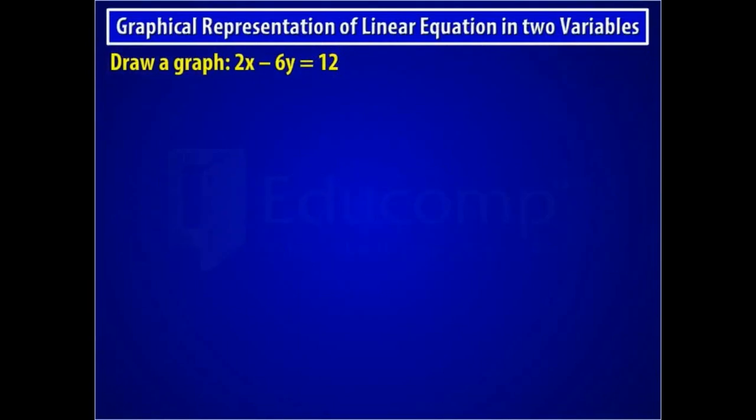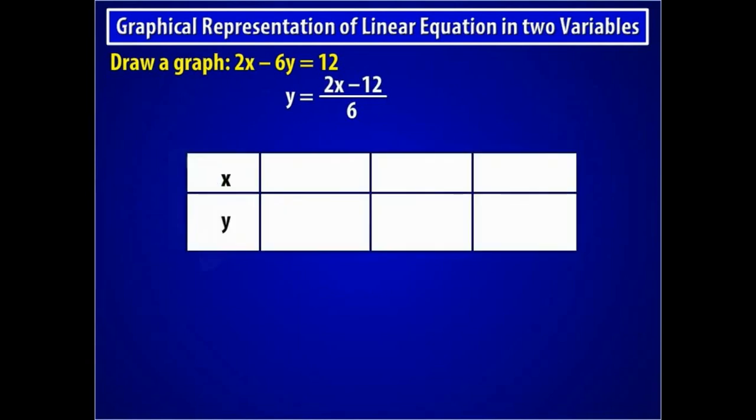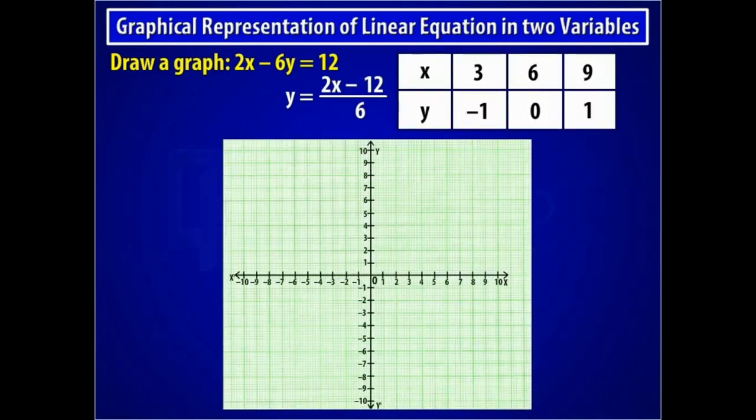Draw a graph for 2x minus 6y equals 12. Let us first form the truth table. x = 3, y = minus 1; x = 6, y = 0; x = 9, y = 1. Let us plot these ordered pairs. This is the graph of the given equation.